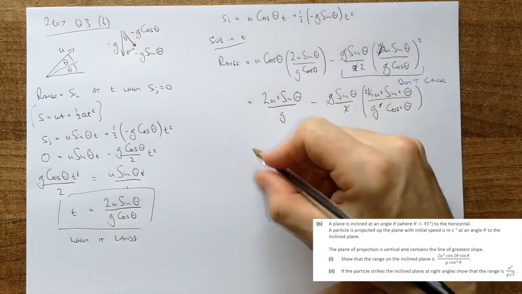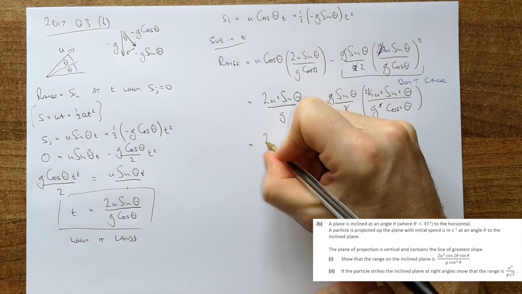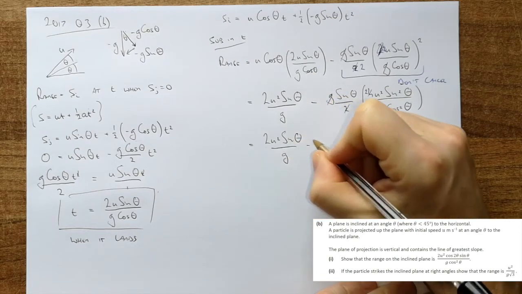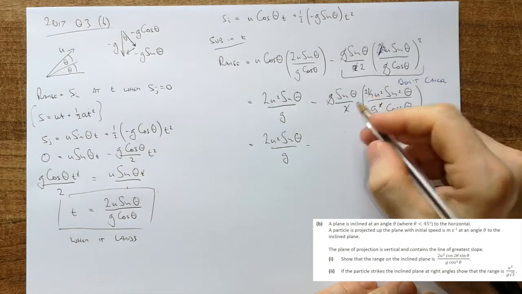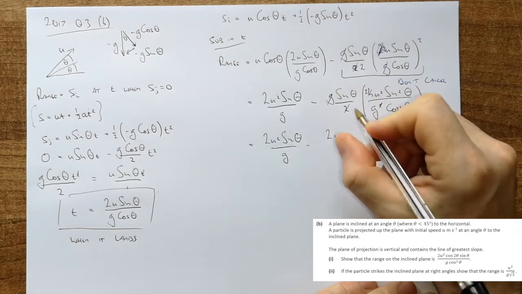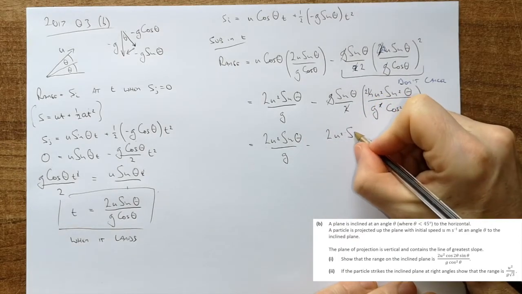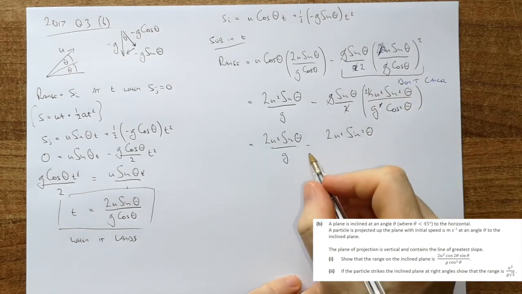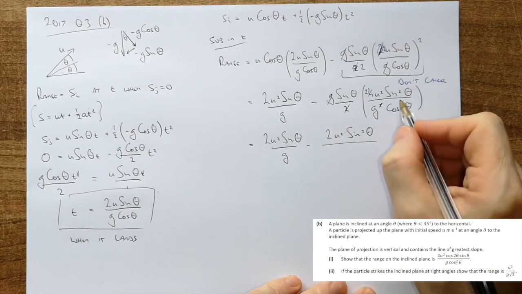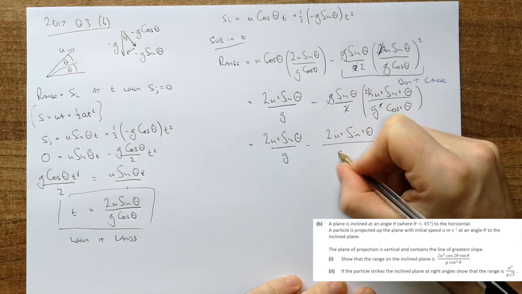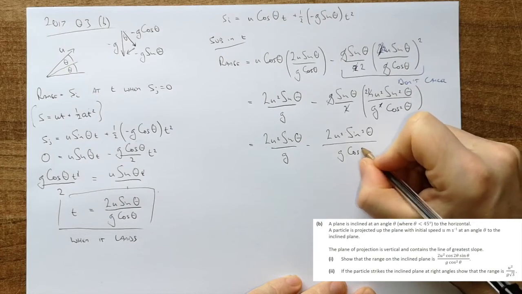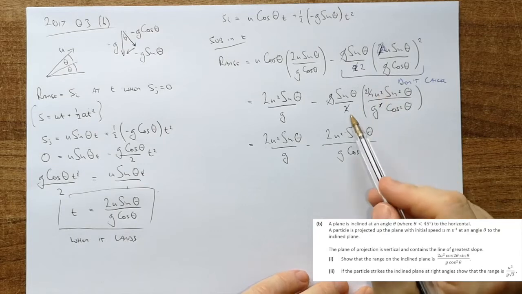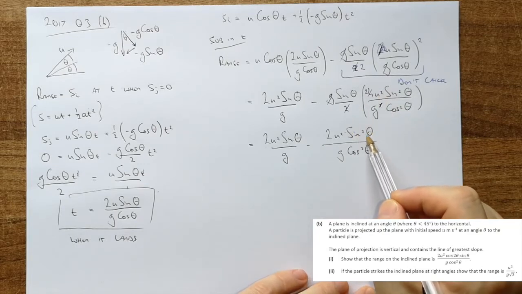I have u squareds. I have a few things in common here. So let's see. We have 2u squared sine theta all over g, minus 2u squared sine cubed theta, all over g cos theta squared. And then we just write the square in there. Now I'm just going to make sure, because that is a slightly messy one, that we got all our bits and pieces into it.